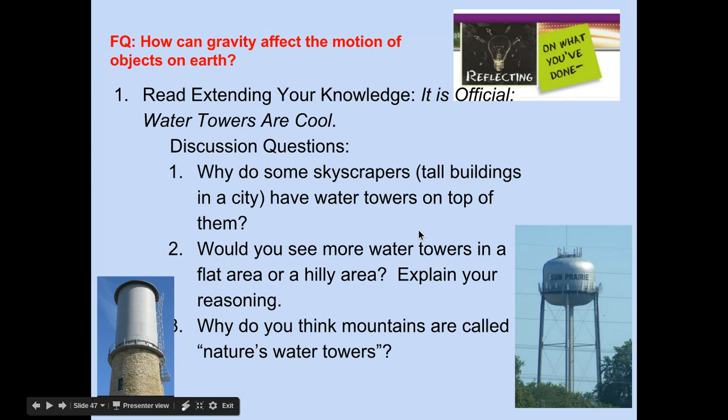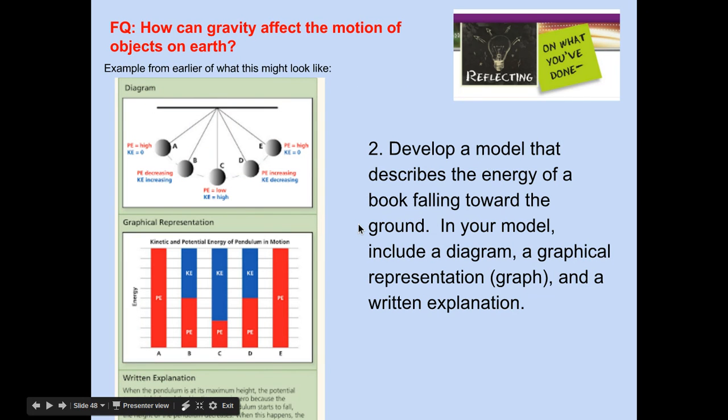After you get done with that, you're going to want to move on to the reflection. There are 3 parts to the reflection today. The first part is reading about water towers, and there are 3 discussion questions to answer. You're going to have to do a little bit of thinking when it comes to water towers and things like skyscrapers and hilly and flat areas, and you're going to use your knowledge about potential and kinetic energy when thinking about these things.